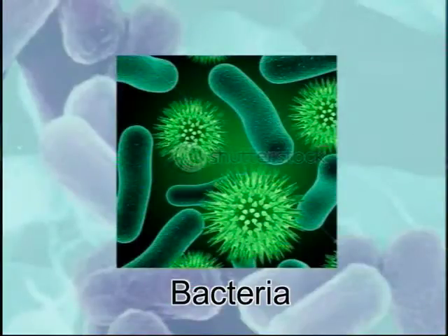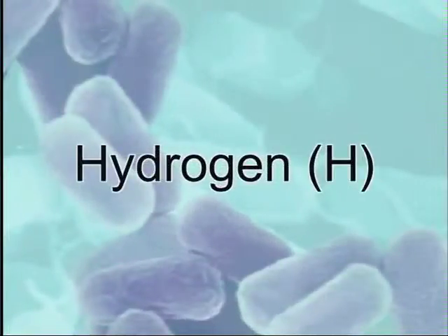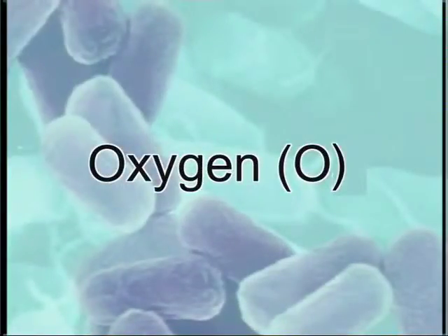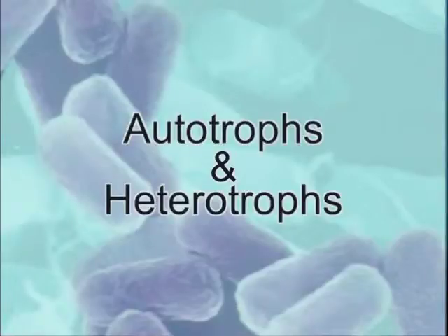Like other living cells, bacteria require nutrients and a suitable environment for growth and cell division. The minimal nutritional requirements comprise sources of carbon, nitrogen, hydrogen, oxygen, and some inorganic salts. On the basis of synthesizing capability, they may be autotrophs and heterotrophs.